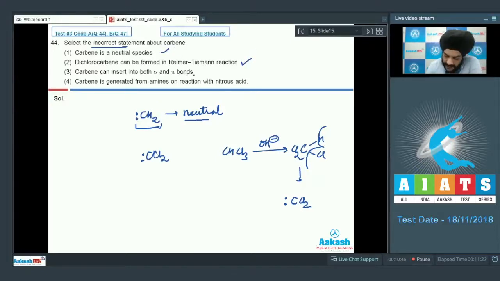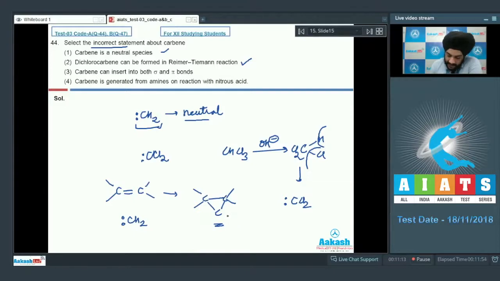Carbene can insert into both sigma and pi bonds. Students, this statement is also correct. We have the formation of cyclopropane due to insertion of carbene to an alkene. The alkene may be branched or not. So we can keep the valencies open. And this just inserts into this pi bond to give us cyclopropane derivative. We are not again labeling the hydrogens.